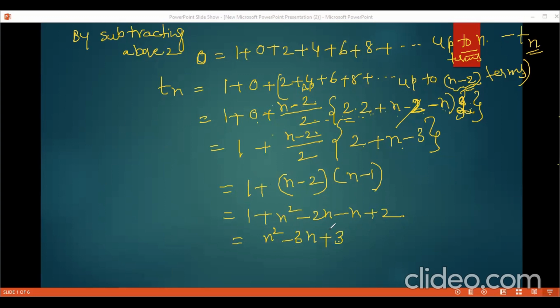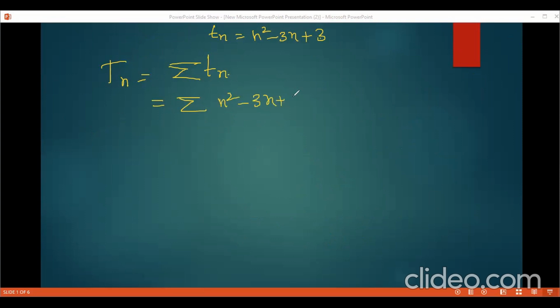Okay, this we got is small tn, but we want big Tn, no? Small tn is equal to, let me write here, n square minus 3n plus 3. We want sigma. If you take sigma tn, this becomes the capital Tn. So how do we write? Sigma Tn, we got n square minus 3n plus 3.